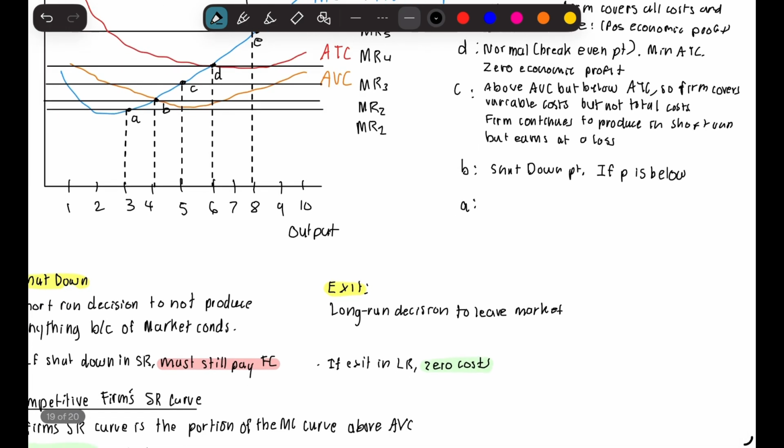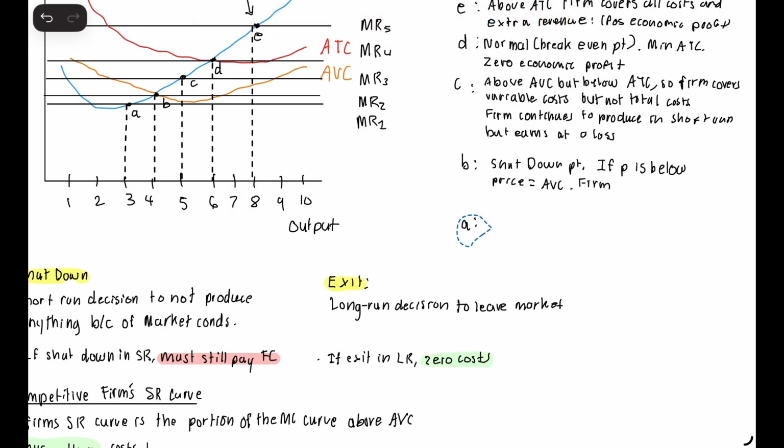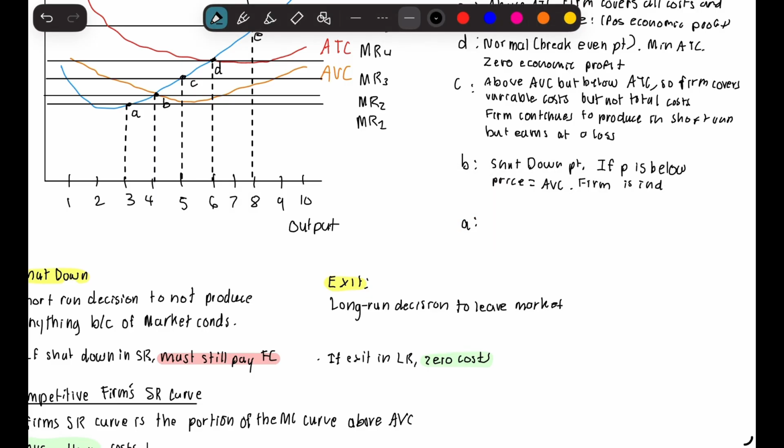Now point B, this is when your price is equal to your AVC, and that's your shutdown point. At this location, the firm is indifferent between producing and shutting down, because it just covers your variable costs.